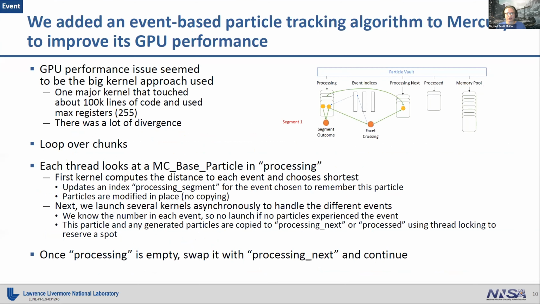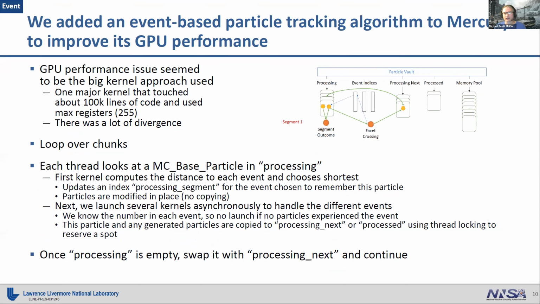But it was a huge kernel call. It was like 100,000 lines of code in this kernel, and it used max registers and lots of divergence. So we weren't making a lot of progress, even though Imp was doing pretty decent with this history-based approach.